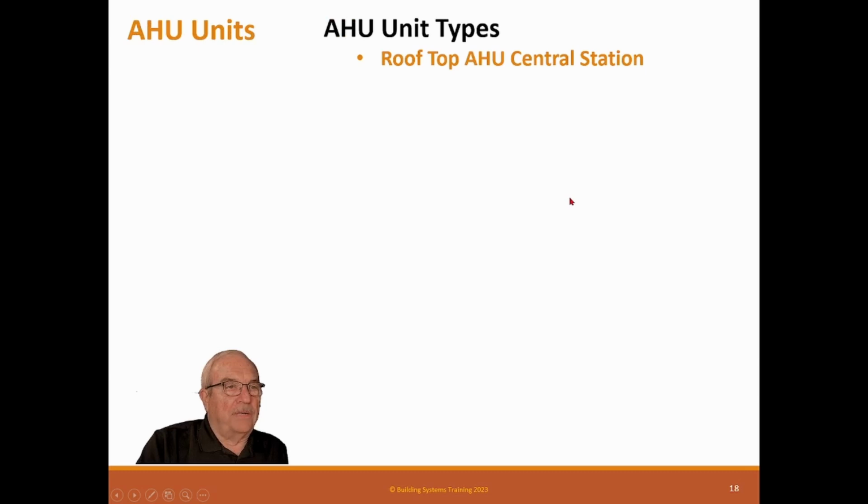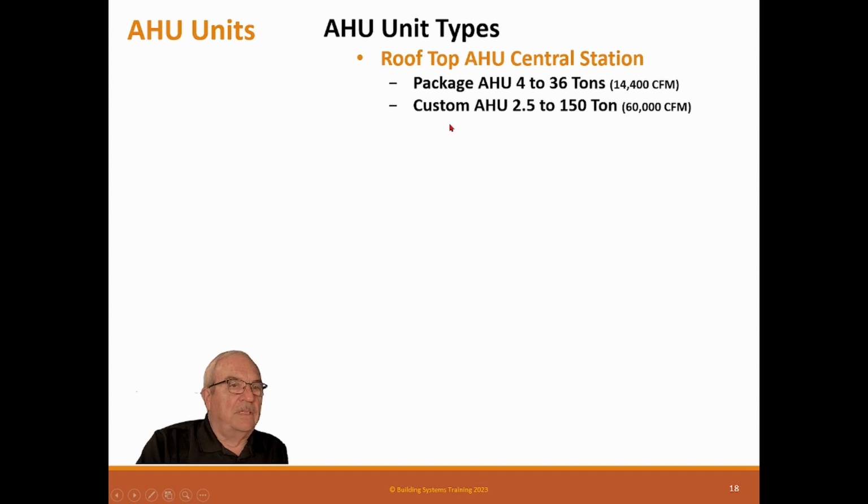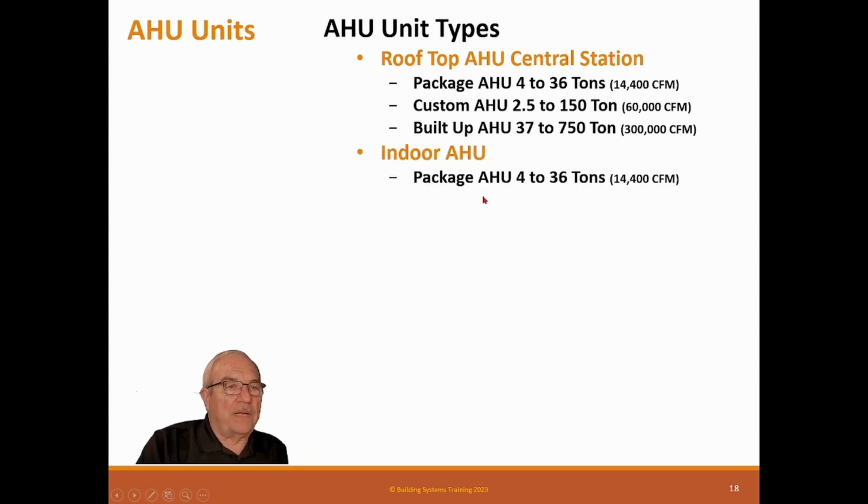Okay, air handler unit types. We have rooftop air handler sections: package air handler, 4 to 36 tons, 14,000 CFM; custom, 2.5 to 150 tons, 60,000 CFM. These are central station units. Built-up air handler, 37 to 750 tons, 300,000 CFM. That's a big air handler, by the way. Indoor air handlers: package unit, 4 to 36 tons; custom, 2.5 to 150 tons.